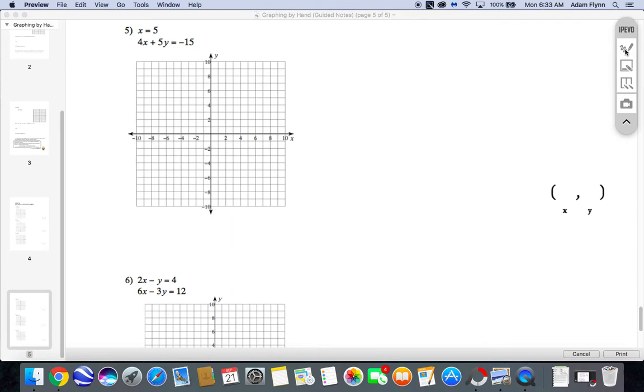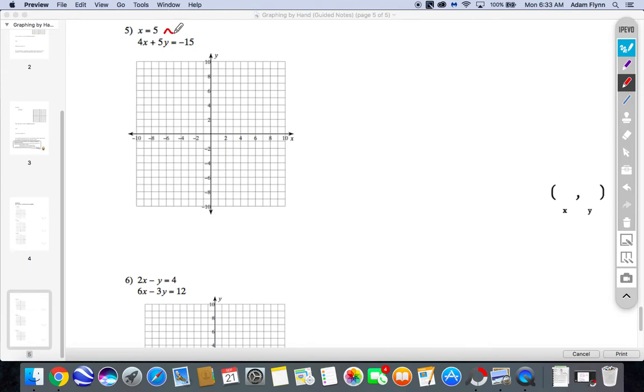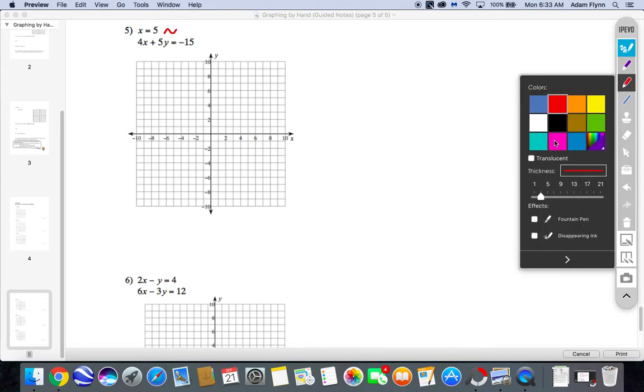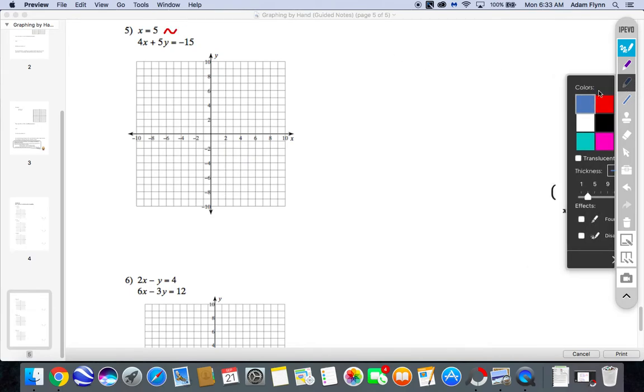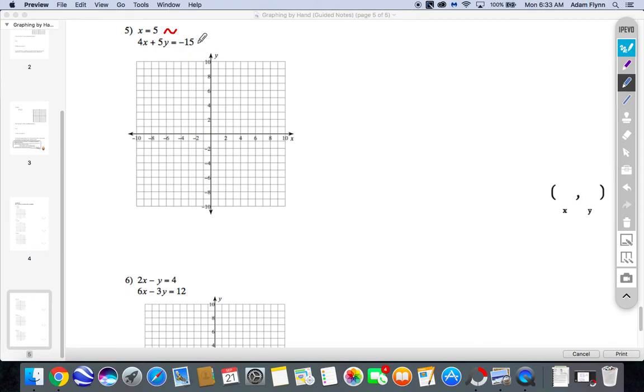Okay, for this one here, I've got x equals 5. I'll make that my red line. And 4x plus 5y equals -15. That will be my blue line. For my red line, looks like I'm all set. There's nothing I can really do to this. Even though it is in standard form, there's nothing I can do to this to manipulate it any further. It's almost as if it is lacking information, even though it technically isn't.